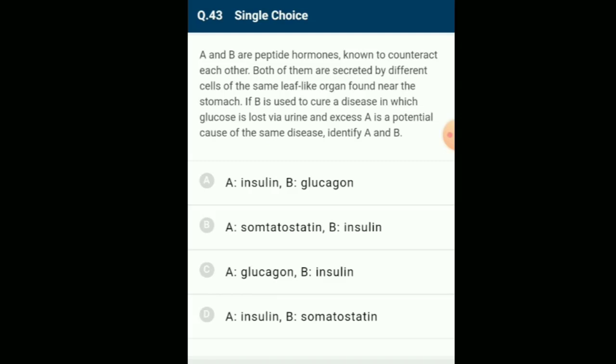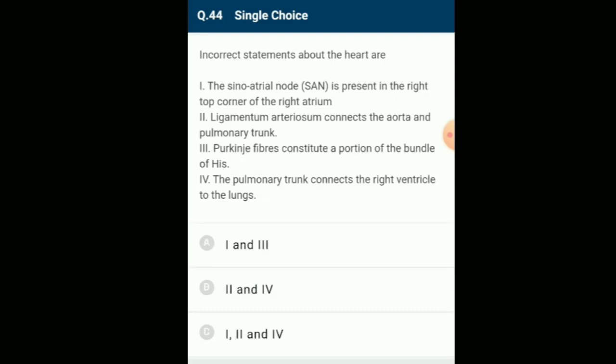Insulin therapy is used to treat diabetes mellitus, which is associated with loss of glucose through urine and the formation of harmful compounds known as ketone bodies due to prolonged hyperglycemia. So the answer for this question is option C. A represents glucagon, B represents insulin. Question number 44. Incorrect statements about heart are. Here 4 statements are given. So the answer for this question is option A. From the given 4 statements, statements 1 and 3 are incorrect about the heart.